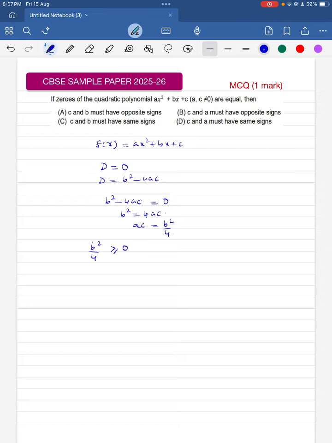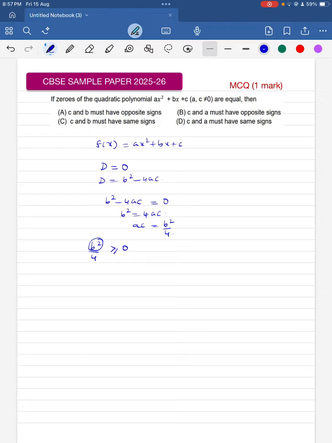Now why is it greater than or equal to 0? Because even if you're given a negative value for b and you square it, it turns out to be a positive value. So b squared by 4 will always be greater than or equal to 0.